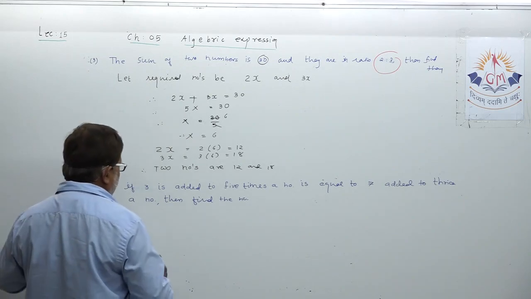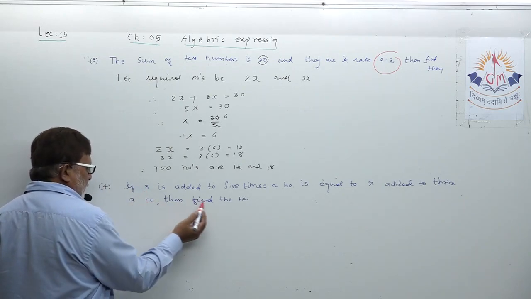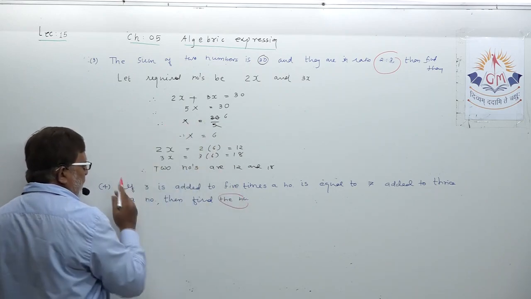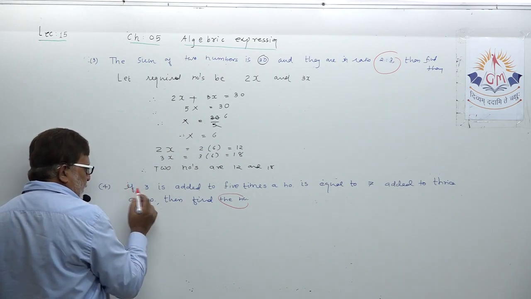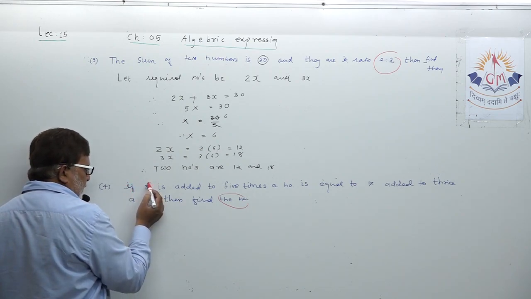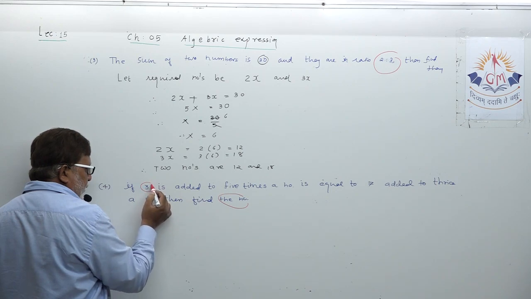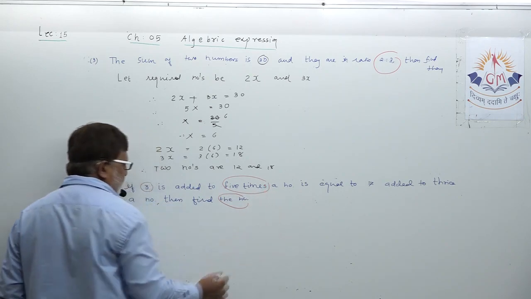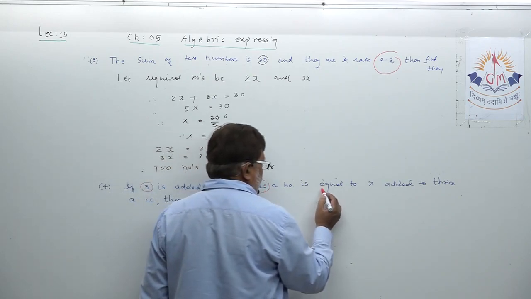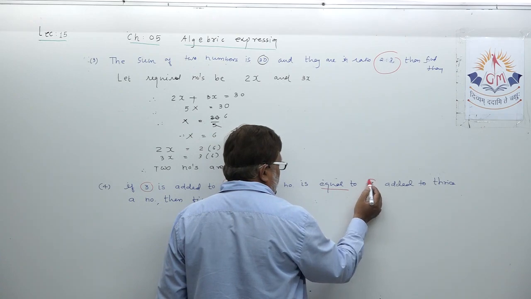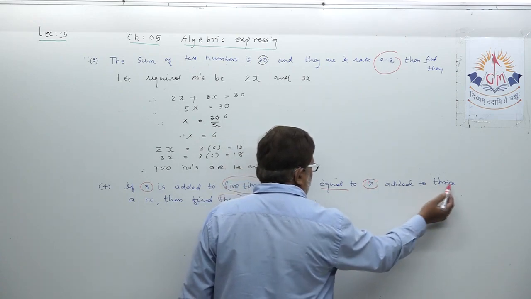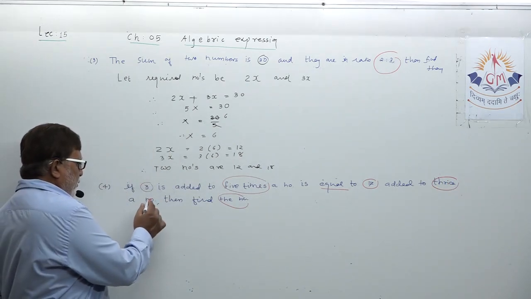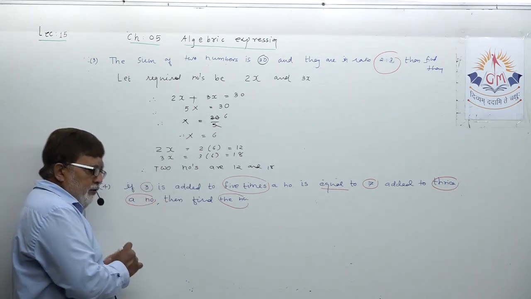What is given? Every question. Here there is a question of only one number, not two numbers like the previous one. But see the data. I am just encircling. 3 is added to 5 times a number is equal to 7 added to thrice a number. Please note down the given data and understand.